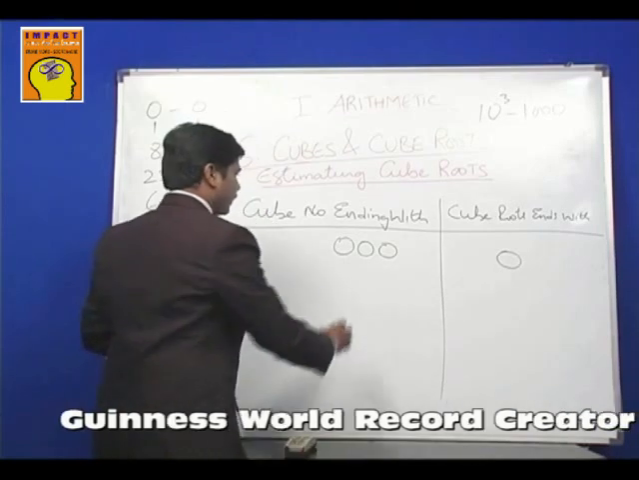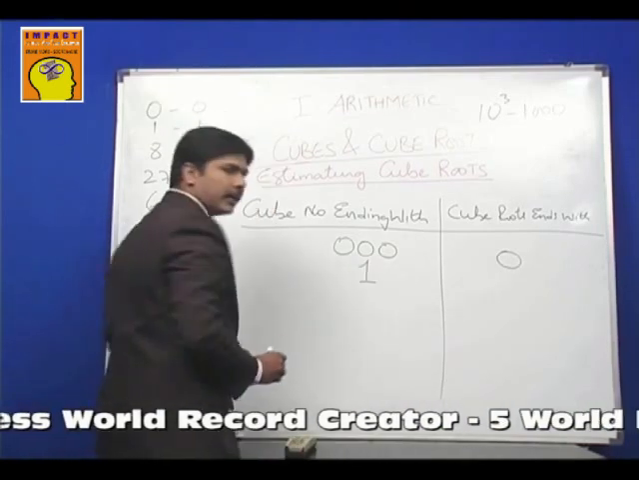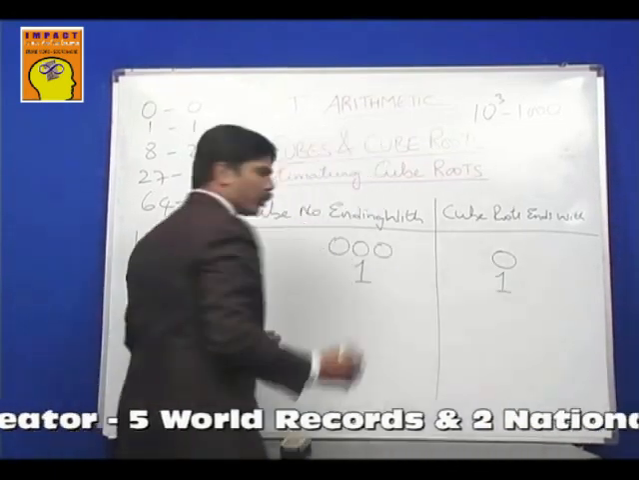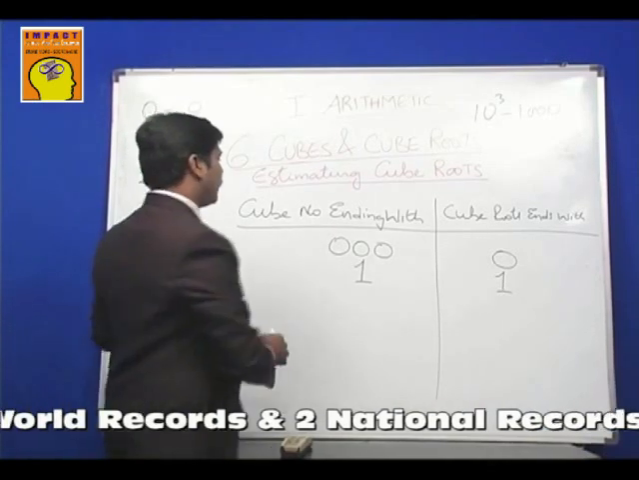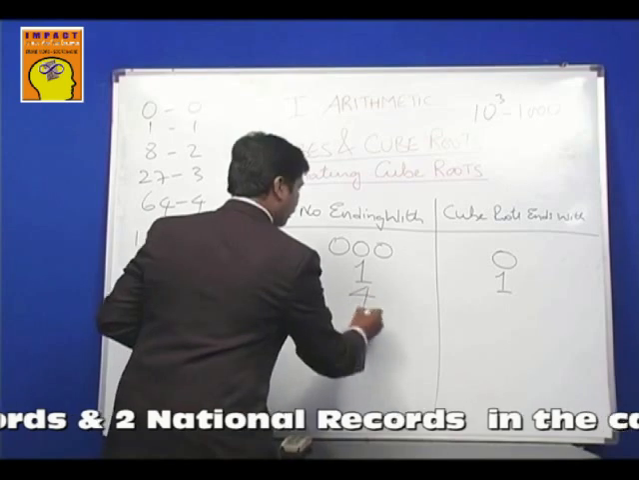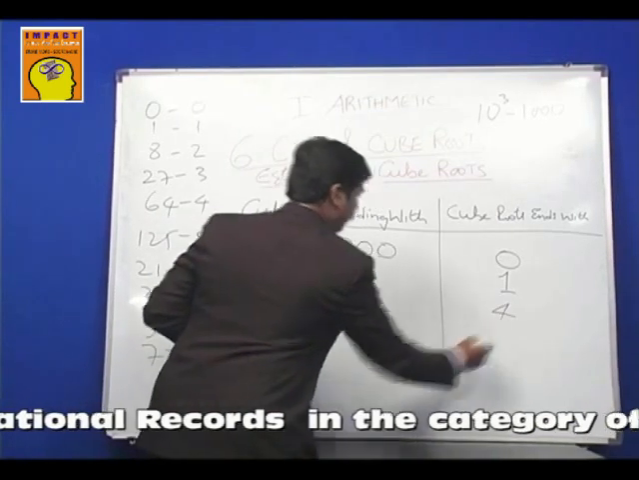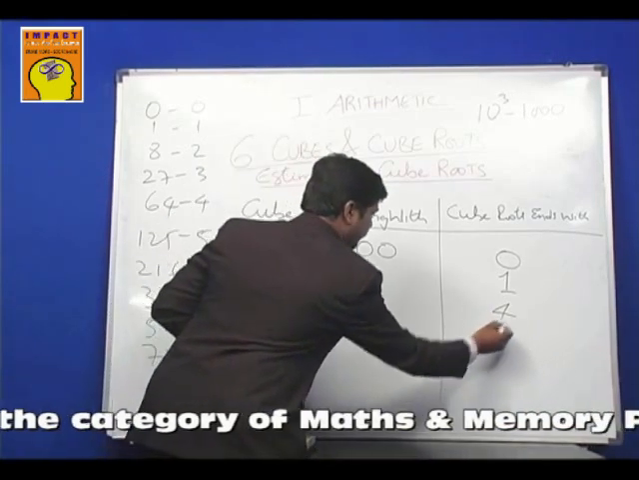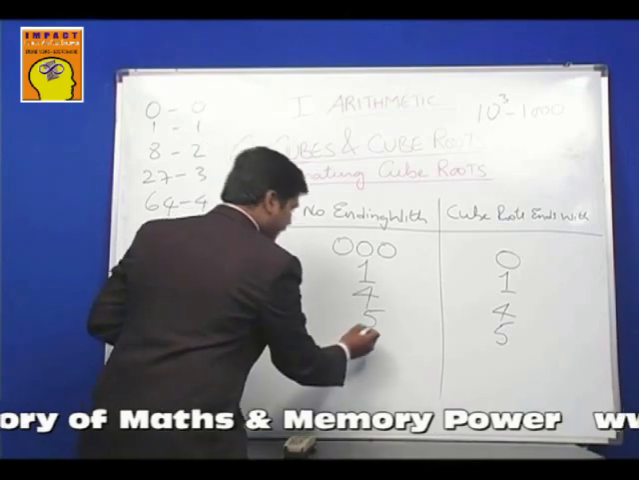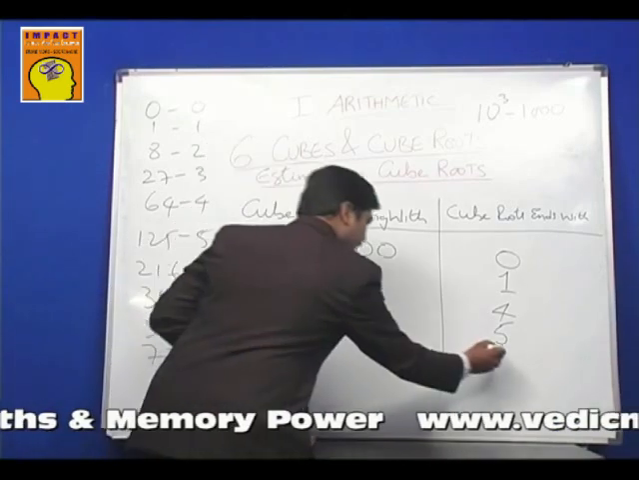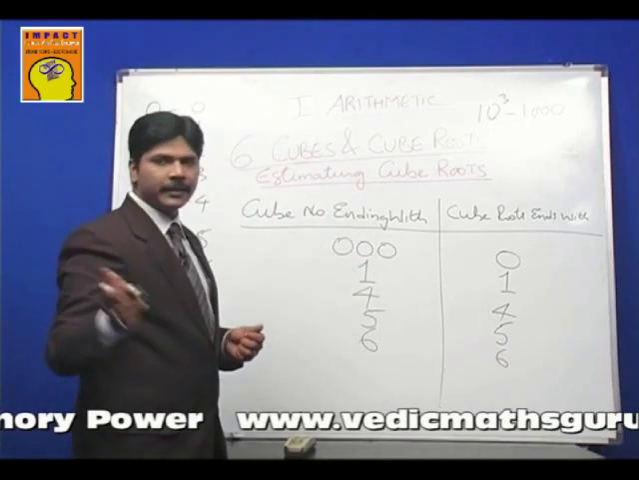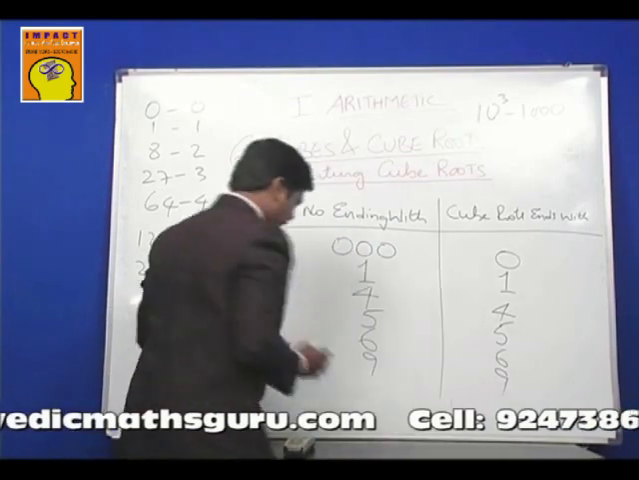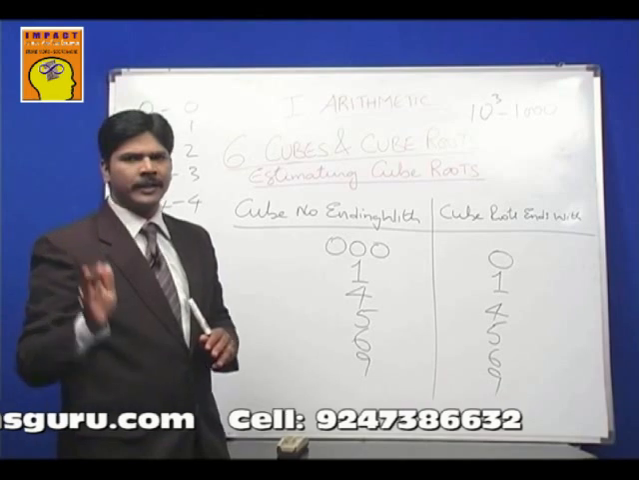Now, cube number ending with 1, the cube root also ends with 1. I'll not talk about 2 and 3 now. Then cube number ending with 4, the cube root also ends with 4. Cube number ending with 5, the cube root also ends with 5. Cube number ending with 6, the cube root also ends with 6. I'll not tell about 7 and 8. Next, cube number ending with 9, the cube root also ends with 9. I did not mention 2, 3, 7, 8.